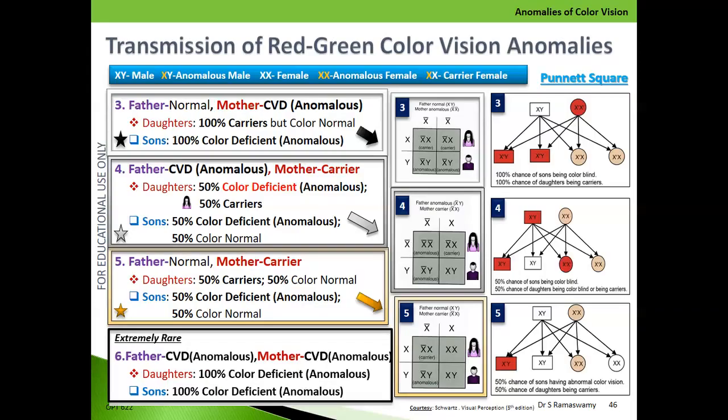The most frequent one you will encounter in your clinical practice is the male being color defective. So typically it could be the sons who are color defective. That means the mother is a carrier. So that typically is number 5, which is what you will most likely encounter in your day-to-day practice. And most often the Deuteranomalous color vision defect is the most frequent color vision defect.